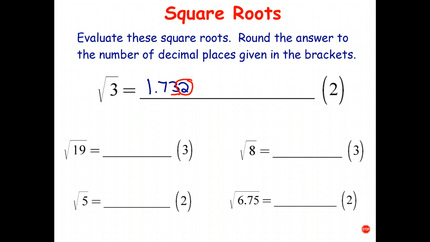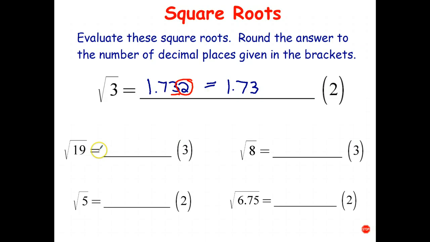So let me just change my pen color back again. We say if that number there in the third decimal place is 5 or bigger, then that rounds up to a 4. Otherwise, it stays as a 3. So in this case, because that's only a 2, the 3 stays as a 3, and so it's 1.73, which is correctly rounded to 2 decimal places.